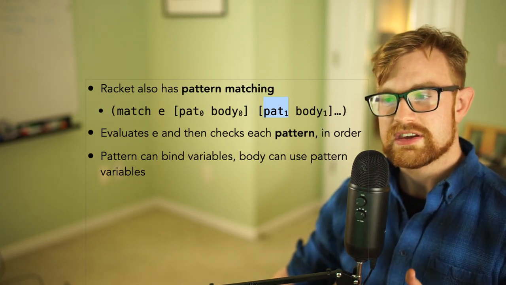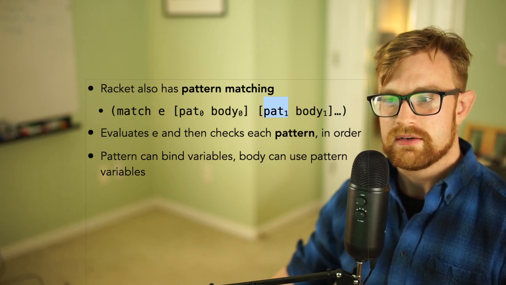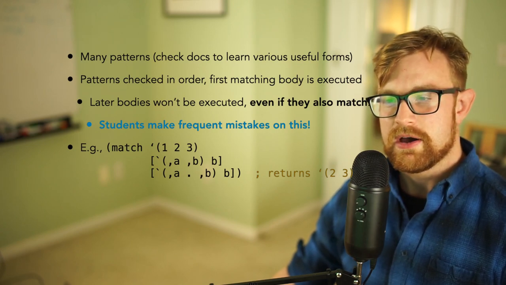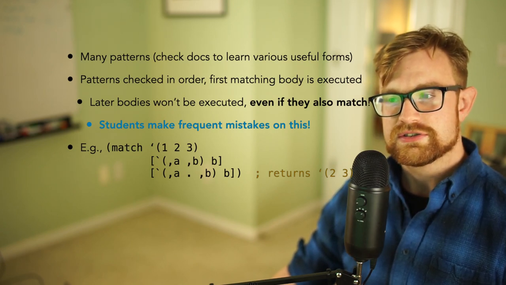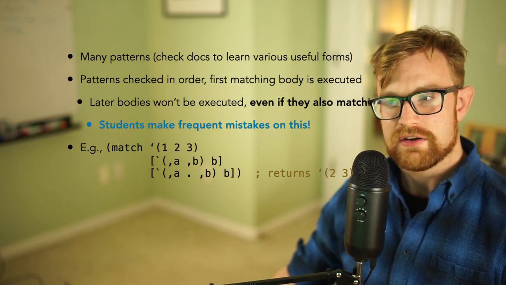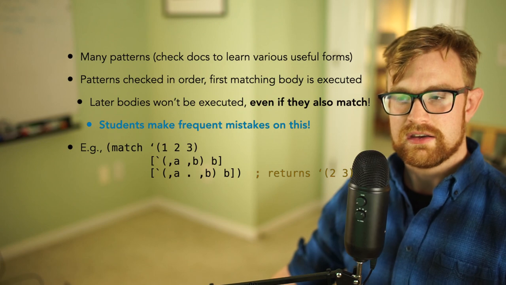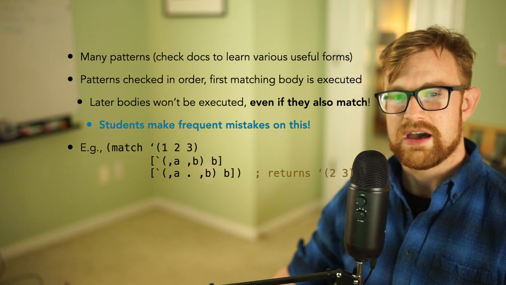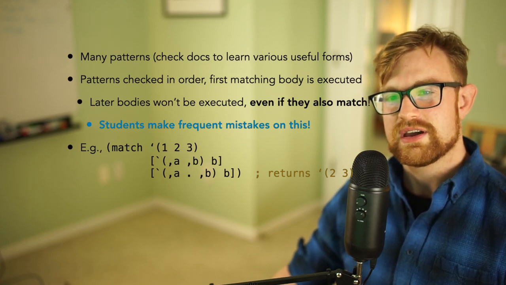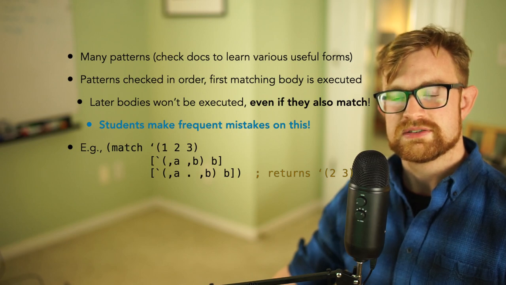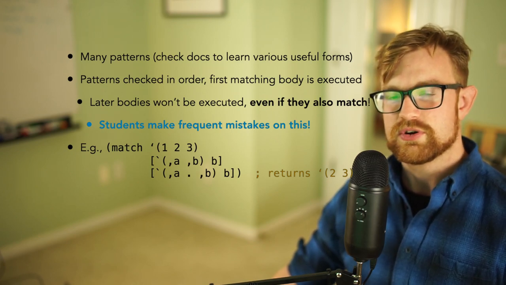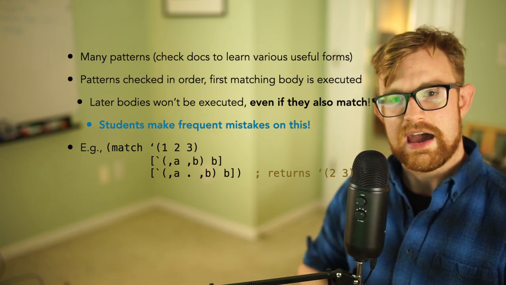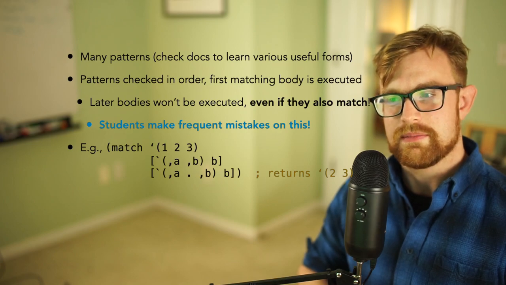All right, so this is a really key thing that students frequently get tripped up on. All right, so many patterns, lots of them, we're going to talk about what the different kinds of patterns are going to be. The patterns are checked in order. The first matching pattern's body is executed. And again, later bodies will not be executed, even if they also match. And I think it's worth pointing out, I frequently see students make this mistake. So be very thoughtful about the order of your match statements. It is one of the few things that is pretty easy to get tripped up on. Usually they're going to be disjoint, but sometimes they might overlap. And it's very crucial to take into account when that might happen.